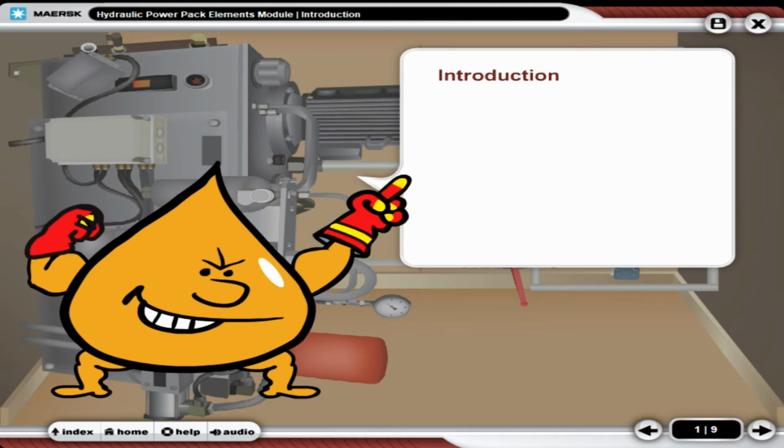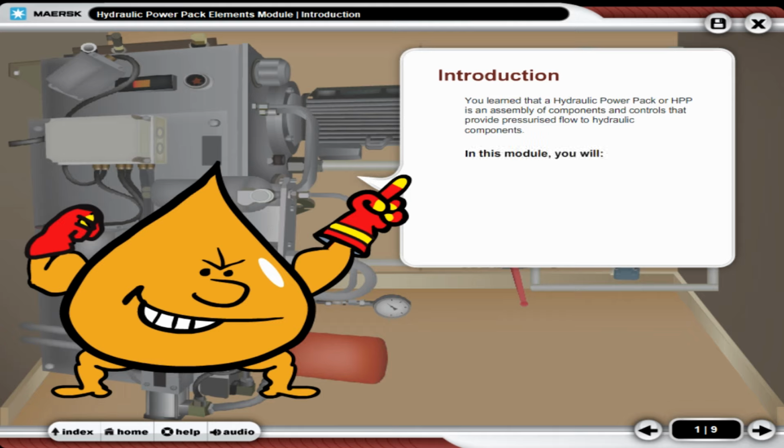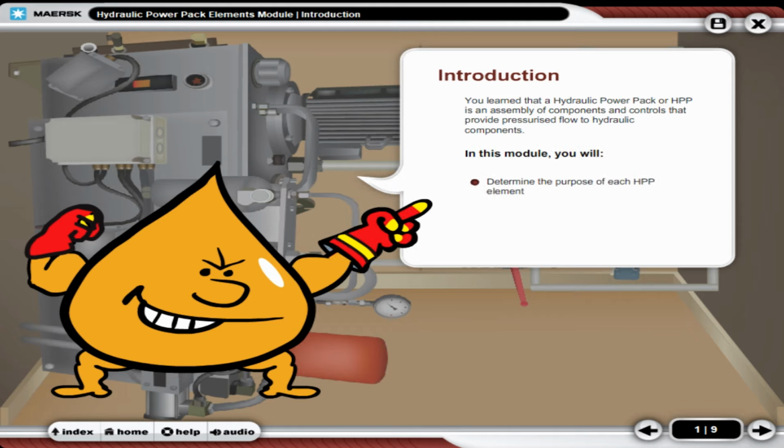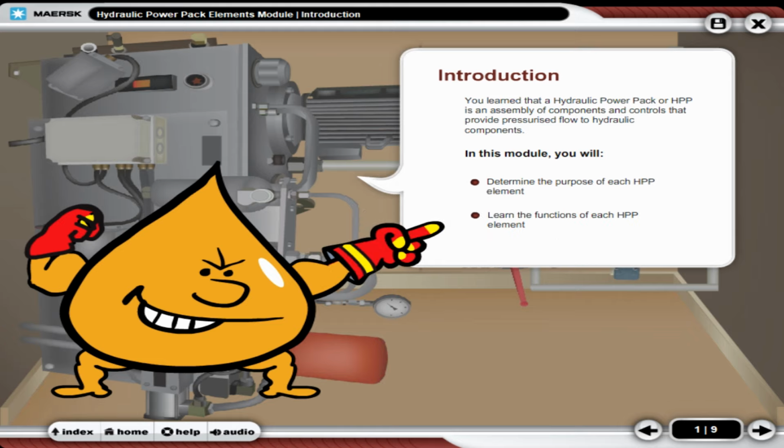In the previous module, you learned that a hydraulic power pack, or HPP, is an assembly of components and controls that provide pressurized flow to hydraulic components. Now, we'll discuss each element of the HPP to know how they all fit and work together. In this module, you will determine the purpose of each hydraulic power pack HPP element. Learn the functions of each HPP element.